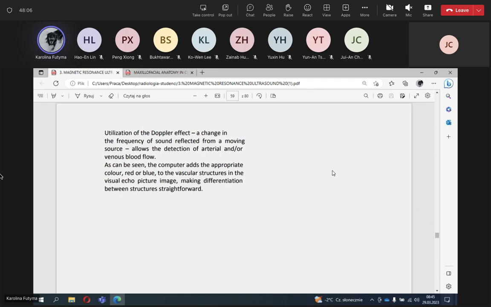Utilization of the Doppler effect, a change in the frequency of sound reflected from a moving source, allows the detection of arterial and venous blood flow. As can be seen, the computer adds the appropriate color, red or blue, or something between red and blue, to the vascular structures in the visual echo picture, making differentiation between structures straightforward.